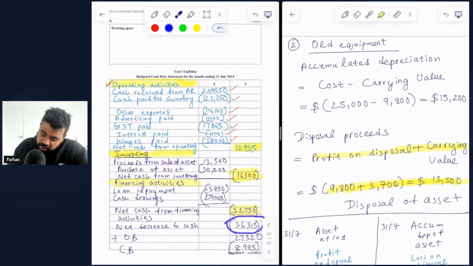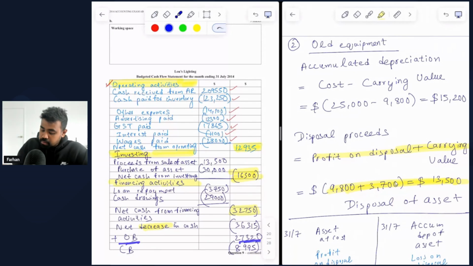And because this is negative, we call this a net decrease in cash or net decrease in bank balance, whatever you want to call it. I just don't have enough space here to write that, but you get the idea. And then you add the opening balance. I've just written OB because I got lazy. So opening balance of $27,320.